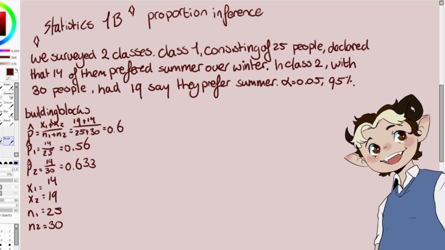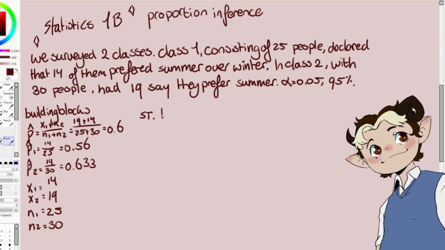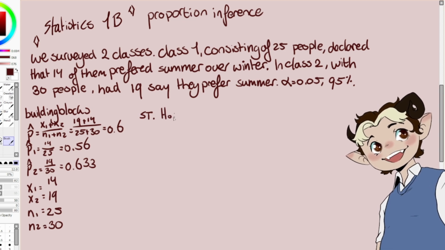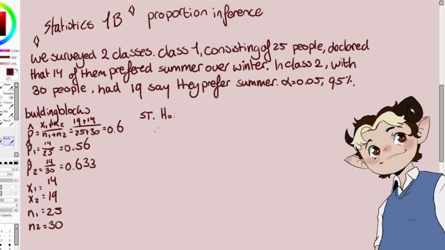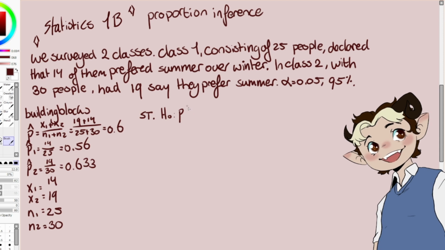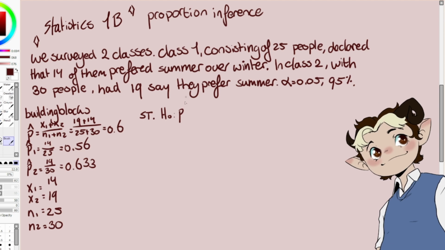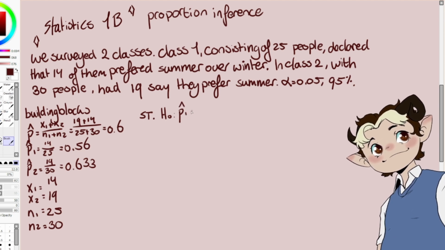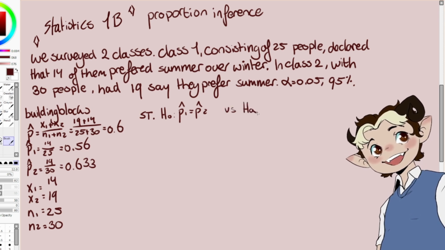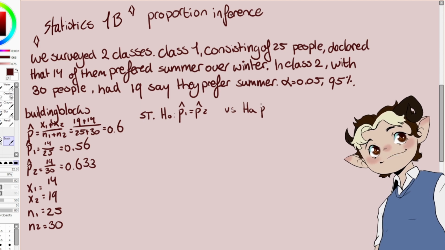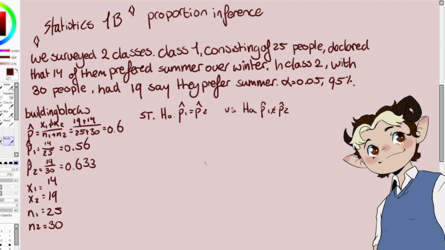Now let's first do our significance test. First step of a significance test is our null hypothesis. So what is our null hypothesis here? We think that there is no difference between class 1 and class 2. So we think that the true proportion between the two of them is going to be the same. So p1 is p2, that sort of thing, versus our alternative, which is p1 isn't p2. So overall, there's a difference between the two of them.